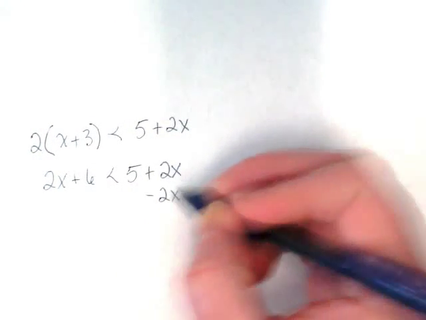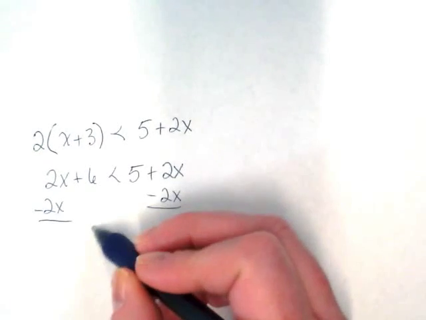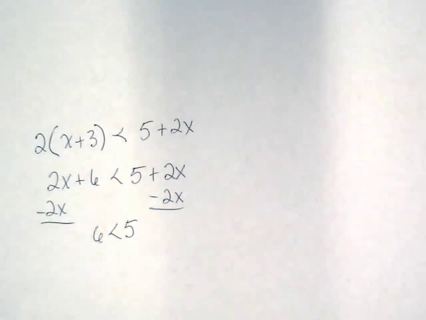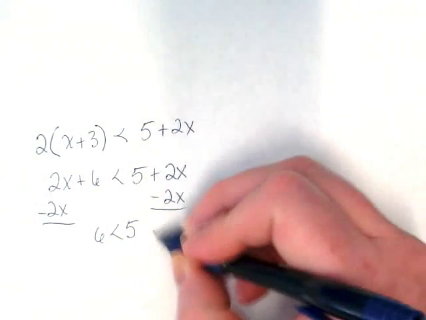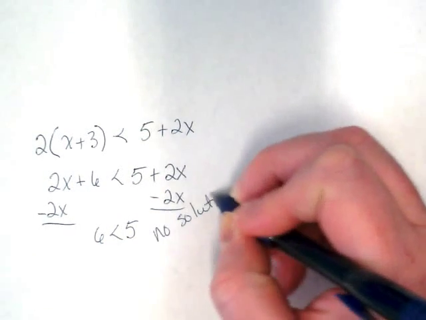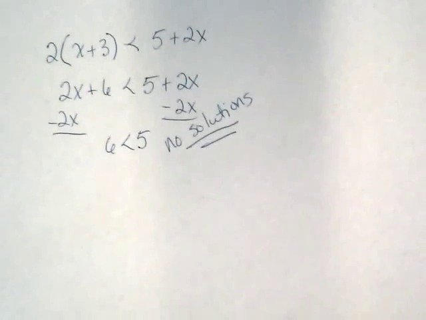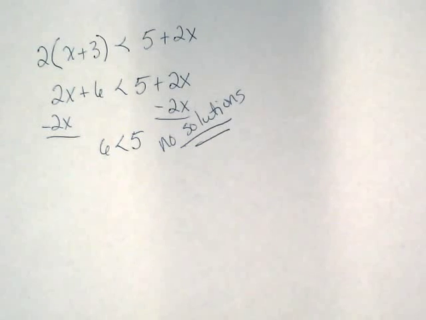I'm going to move this 2x to the left, and when I do that, it's going to get rid of our x's. We're going to have 6 is less than 5. Is that true? No. That means there is no number I can put in for x that is going to turn this into a correct inequality. That means there are no solutions. Thinking back to that number line, there is nothing on the number line that we can put into this inequality for x and make it true. 6 will always be greater than 5.